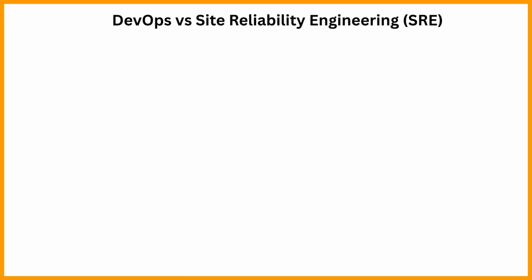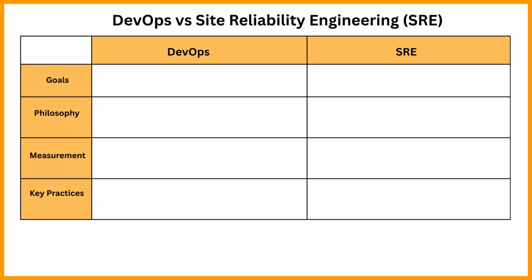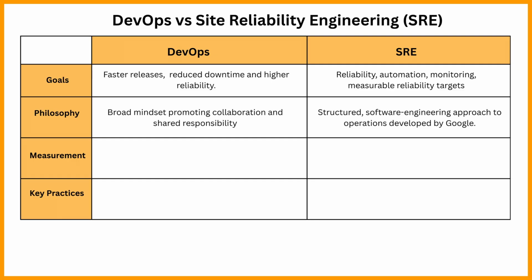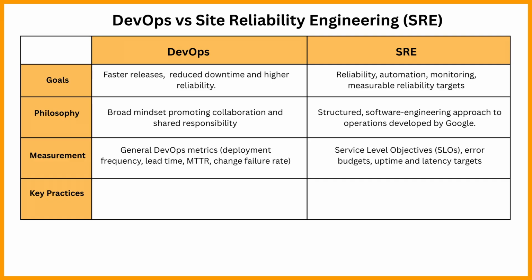Before we wrap up, let's quickly touch on Site Reliability Engineering, or SRE. SRE and DevOps share the same goals: faster releases, reduced downtime, and more reliable systems. But they approach these goals in slightly different ways. While DevOps is a broad cultural and practical philosophy that promotes collaboration between development and operations teams, SRE is a more structured engineering discipline that originated at Google. It applies software engineering principles to operations problems.